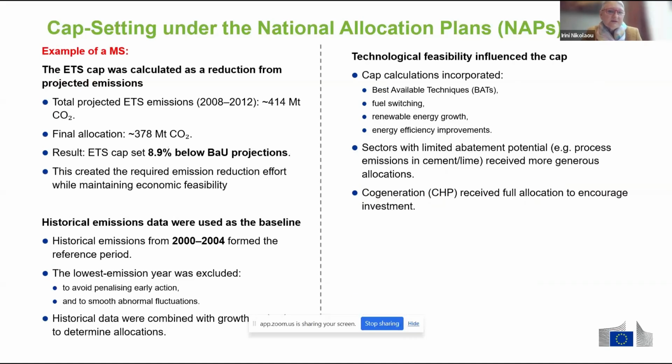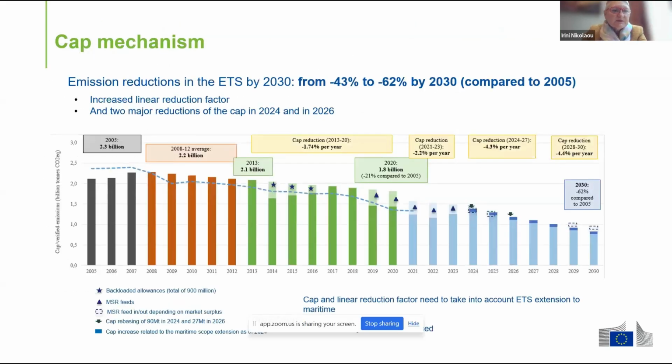I will not go through this because Colm told me that you discussed scope and cap setting, so I wouldn't like to take up more of your time on this, but it is an example there for you to read. And here is just a presentation of the EU ETS cap, which started from 2.3 billion in 2005 and goes down following a linear reduction factor that is defined by law.